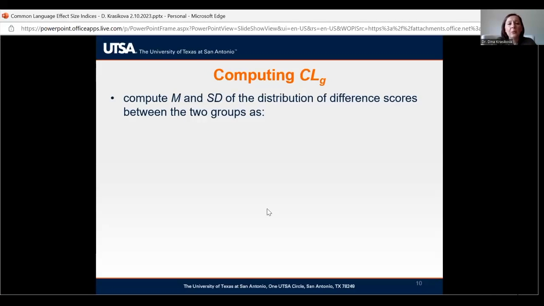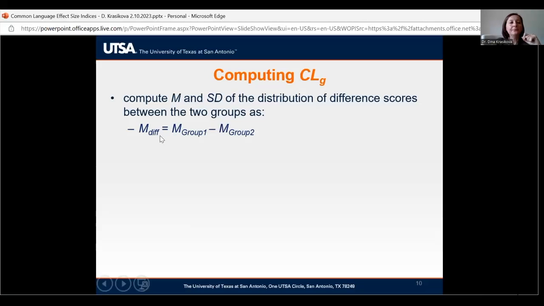To compute the CLG, we need to first estimate the mean and the standard deviation of the difference scores between the two groups. So if we have men and women, heights for a sample of men and heights for a sample of women, we need to compute difference scores between those two groups and then estimate the mean and the standard deviation for that distribution.